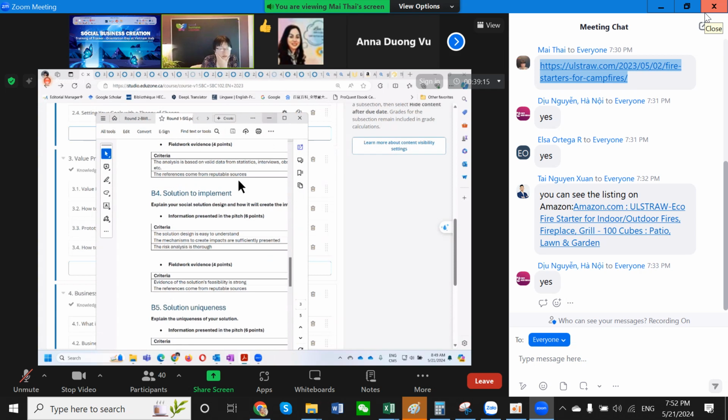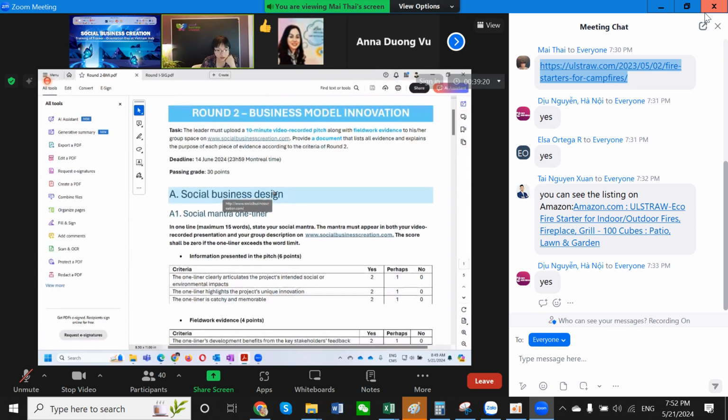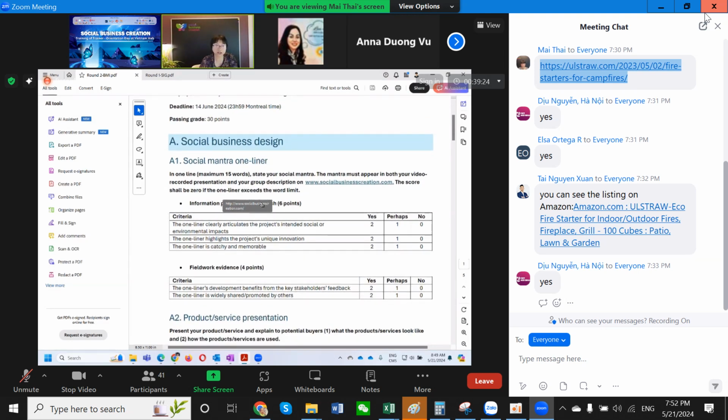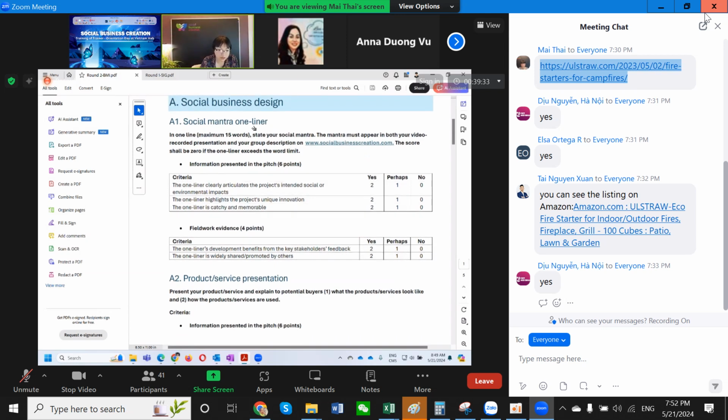So to do this round well, the students have to study the material, and you see that these questions repeated the one-liner. So really hope that the students continue improving their one-liner to be more catchy. This time, it has to be good for the buyers and then for the beneficiaries. And then they will have to present the product.